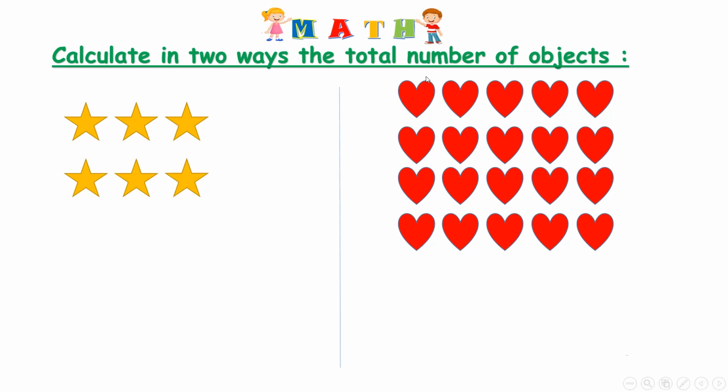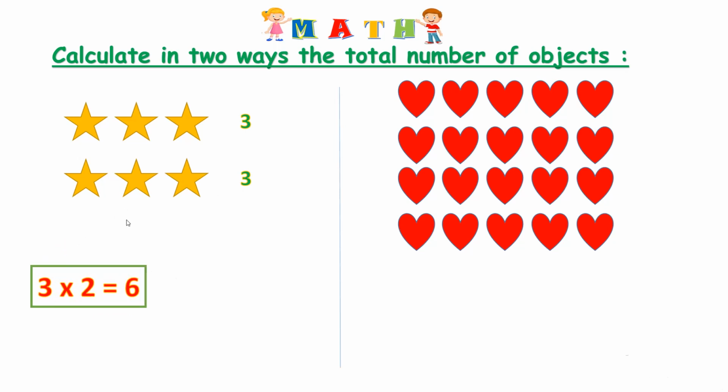Calculate in two ways the total number of objects. Let's start calculating the total number of stars. I will start by counting in rows. In the first row I have 1, 2, 3. 3 stars for the first row. In the second row too, 1, 2, 3. Here's another 3. So if I want to write a multiplication equation, how many 3 do you see? Great. I see the 3 two times. So it's 3 times 2, which is 6.